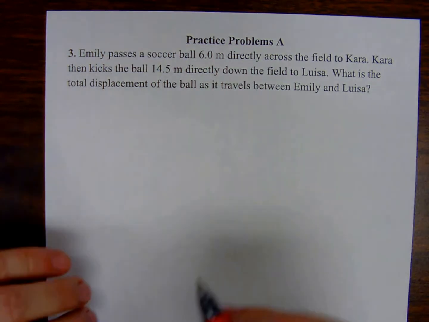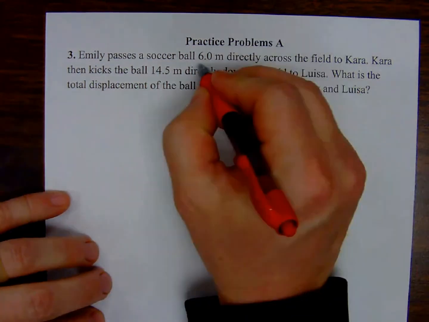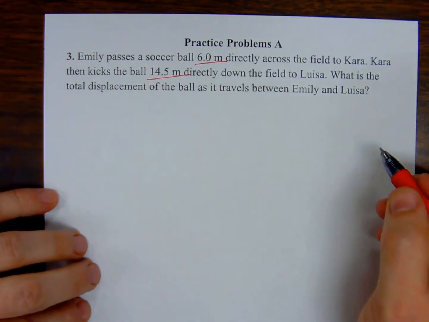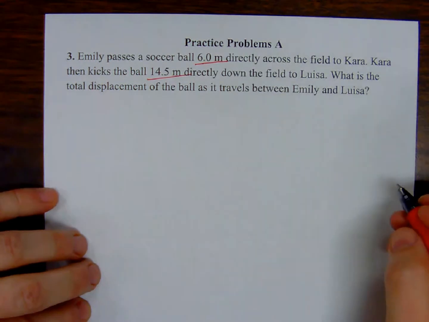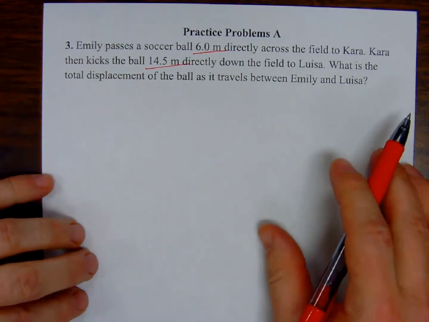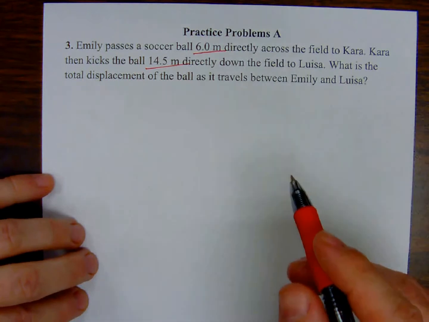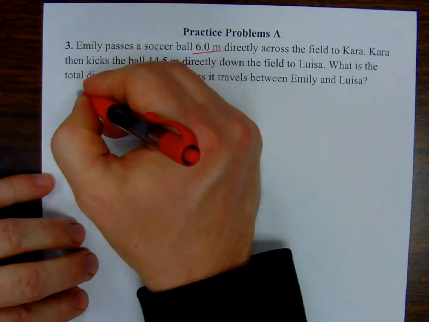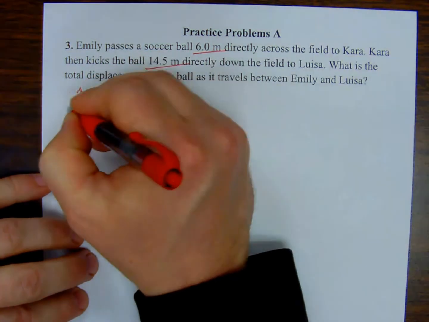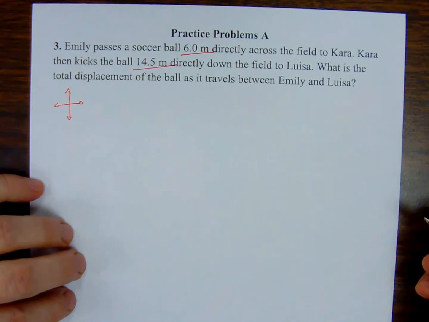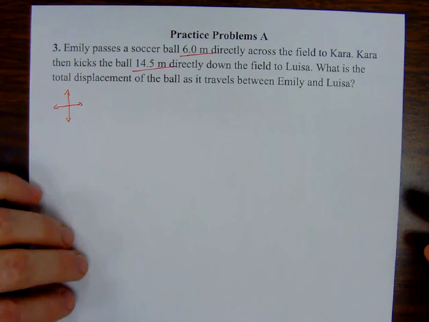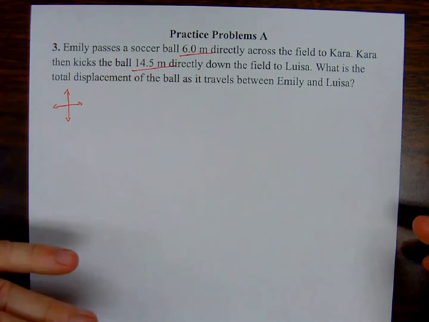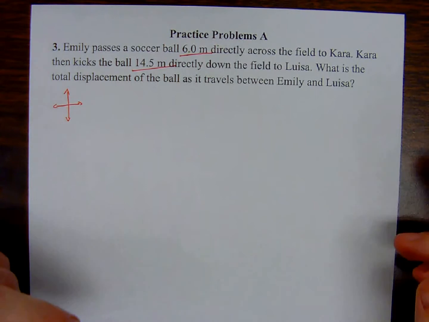So a couple of the things we know here, we have 2 different displacements. So let's just draw coordinates. Now we're playing on a field here, and so you want to establish which way down the field is. It doesn't matter which way you define down the field, as long as it's consistent with the rest of your problem.